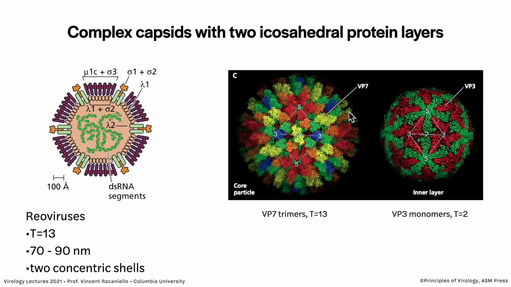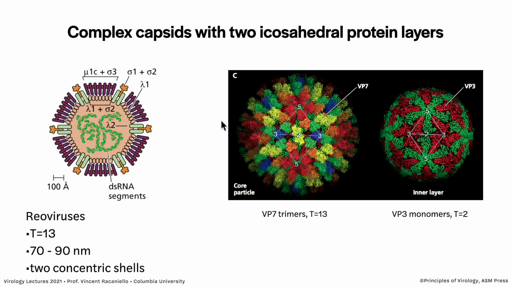Sometimes we have 2 icosahedral shells. And these are reoviruses, which are T equals 13 particles, 70 to 90 nanometers in diameter. They have 2 concentric icosahedral shells, which are diagrammed here in purple and in brown. Inside is a double-stranded RNA segmented genome. And here are the structures of the 2 shells. The outer shell is made up of trimers of VP7, T equals 13. And within it is a shell with a different T number, interestingly, T equals 2, made of VP1 monomers. And they're compatible with each other.